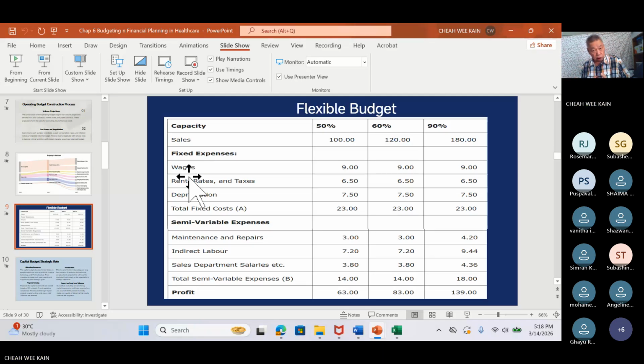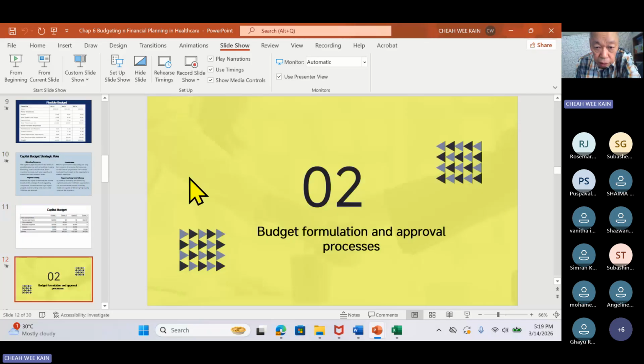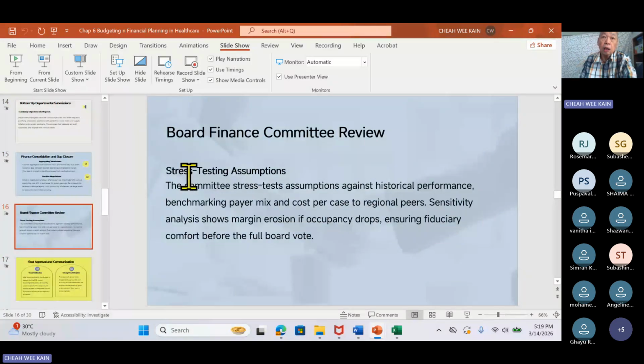Cash flow: enough money or not enough money? Not enough money, now go and borrow money. Find ways. Okay, so this is something called a flexible budget. Capital budget.